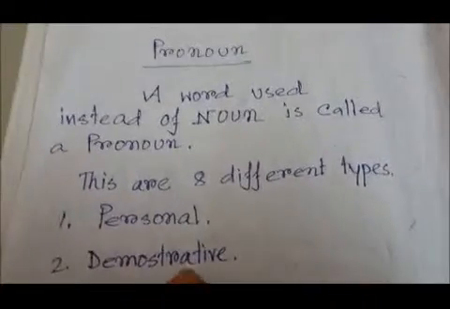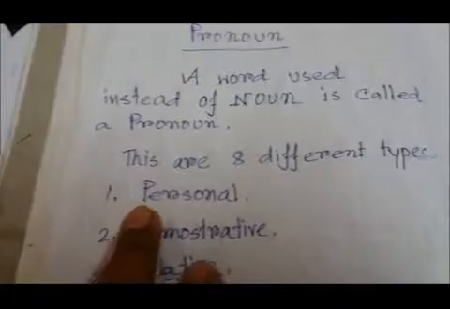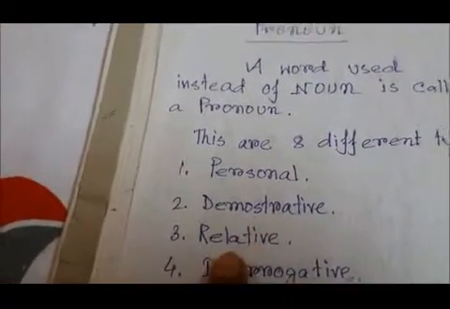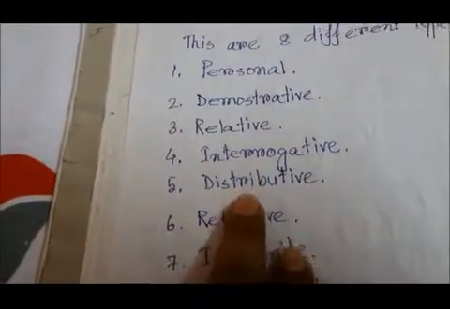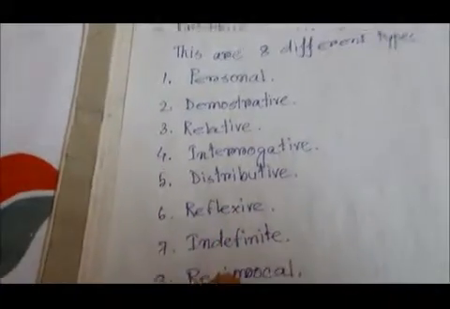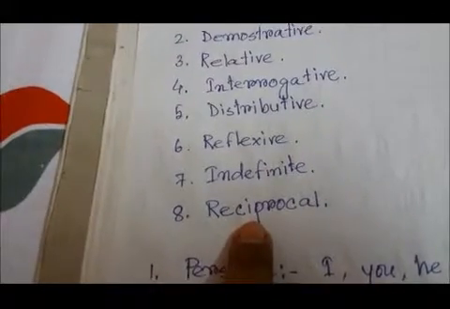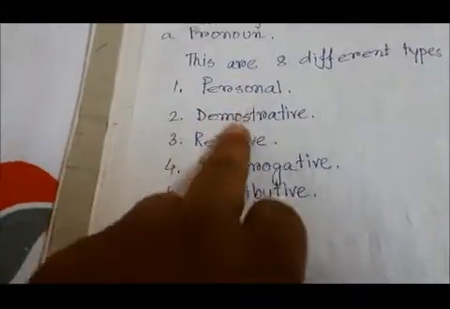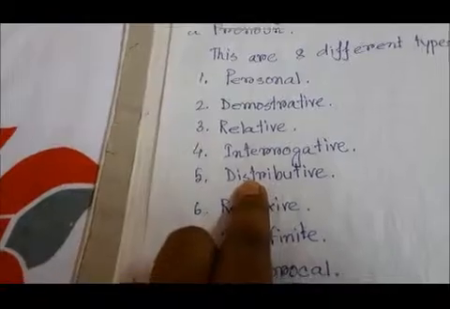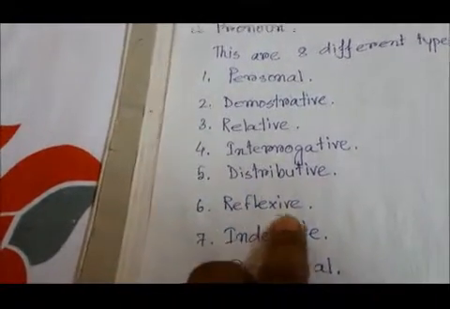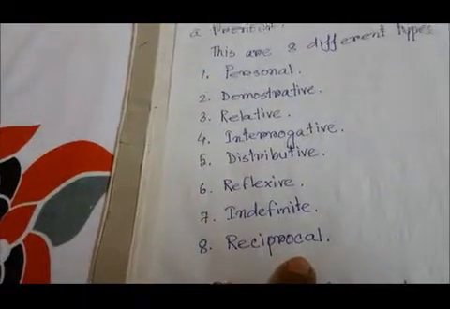Pronouns are of 8 different types. Pronoun classification: 8 different types. These are personal pronouns, demonstrative pronouns, relative pronouns, interrogative pronouns, distributive pronouns, reflexive pronouns, indefinite pronouns, and reciprocal pronouns. Now let's discuss in detail.